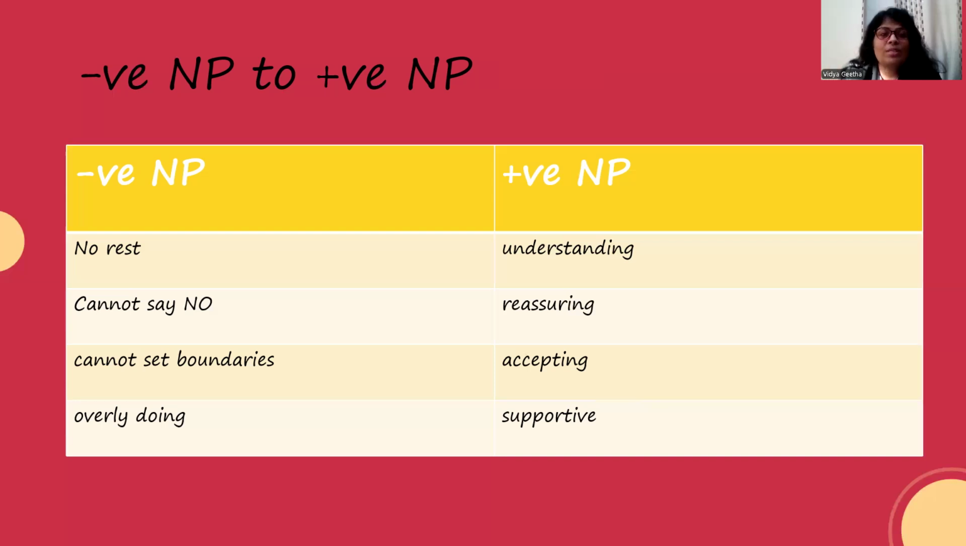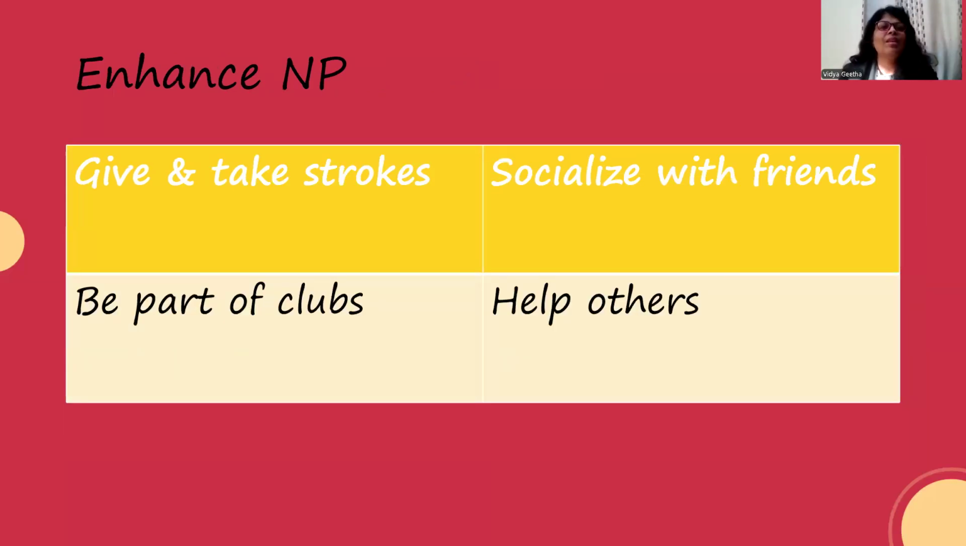Overly doing, overly responsible. Positive NP is when I set my own boundaries, I am having all the benefits of the positive qualities of the nurturing parent, and I'm not exhausted. See what a beautiful place to be. So there is understanding, reassurance, acceptance, and being in NP means we support for a good cause. How to enhance NP? This will take care of CP. If controlling parent is dominating and we don't want that, just enhance NP.